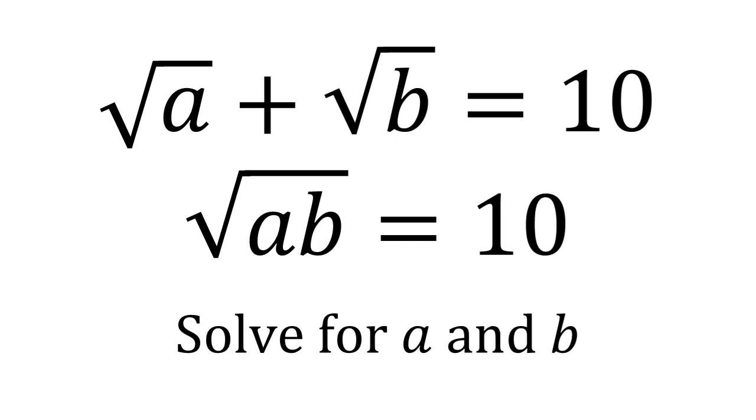In my last video, we looked at solving this Olympiad style problem of root a plus root b equals 10 and root ab equals 10 by squaring the sides, trying to get rid of the square roots that way. In this video, thanks to some helpful comments from other YouTubers, we are going to look at a different method and see if we can get the same answer that way.